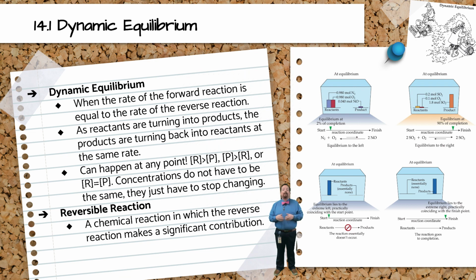If the reaction falls so far to the left that hardly any products are ever formed, we say that the reaction does not proceed. If it falls so far to the right that almost all of the reactants turn into products, we say that the reaction goes to completion.